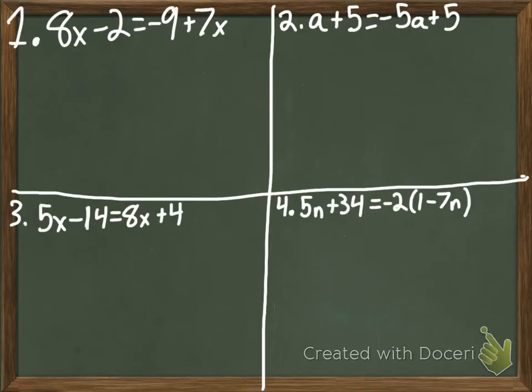So here are 4 examples of equations with variables on both sides, and I want you to, in your group, pause the video and work through these 4 examples. Go ahead and pause the video now. So go ahead and work on these in your group and then play the video again to see the answers.